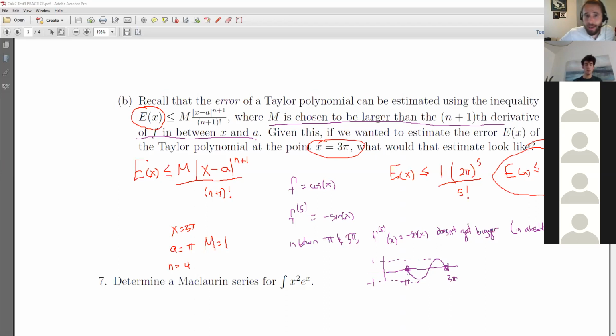So just like in the problem above it, 6a, this really comes down to just knowing what the problem is asking. Specifically, its answer should be of the form E of x is less than or equal to something, and then going through and figuring out what we're plugging in for x, a, n, and M, with M being the especially tricky one to figure out.